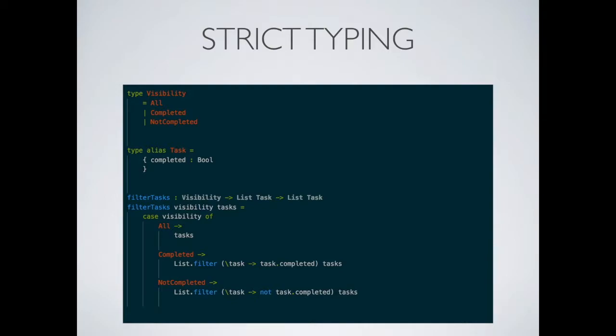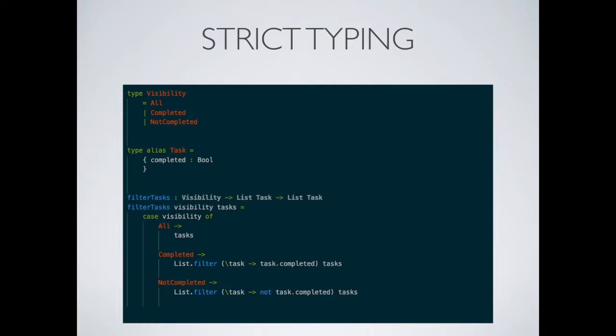All right, so let's say we have strict typing like in Elm. First of all, you can define visibility as a union type, as I mentioned before, right? So it can consist of all, completed and not completed. And a task is a typed record. So a task basically has a completed field that is a Boolean, and it cannot be anything else. You are sure that completed will always be a Boolean.